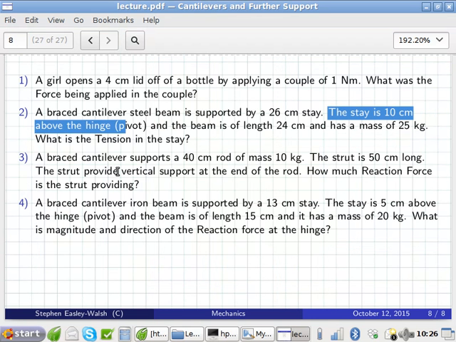Are you listening to me? Yes. A braced cantilever supports a 40 centimeter rod of mass 10 kilograms. The strut is 50 centimeters long.